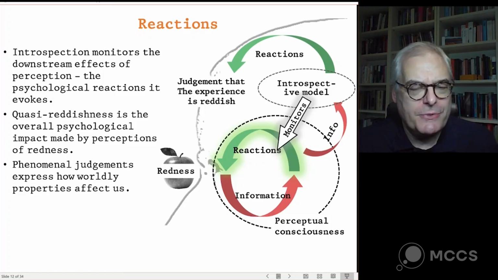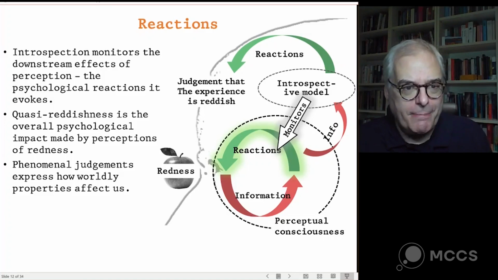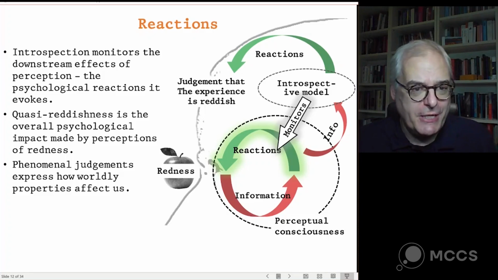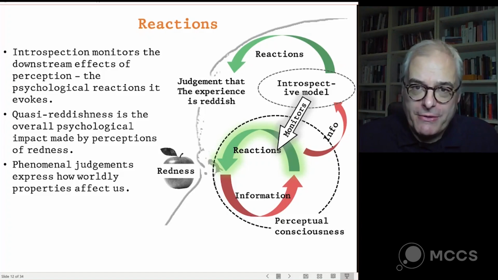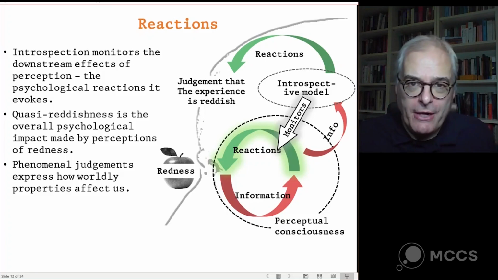So if this is right, it is the modelling of these patterns of reactions, a reaction schema, I've called it, by analogy with Graziano's attention schema. If this is what introspection is modelling, and if this is what our phenomenal judgments are actually sensitive to, then it would mean that our phenomenal judgments are expressing how worldly properties are affecting us. What introspection is monitoring is the effect that red things have on us, the complex array of reactions that red things evoke in us. And when we judge that an experience is reddish, we're actually responding to that complex array of reactions.